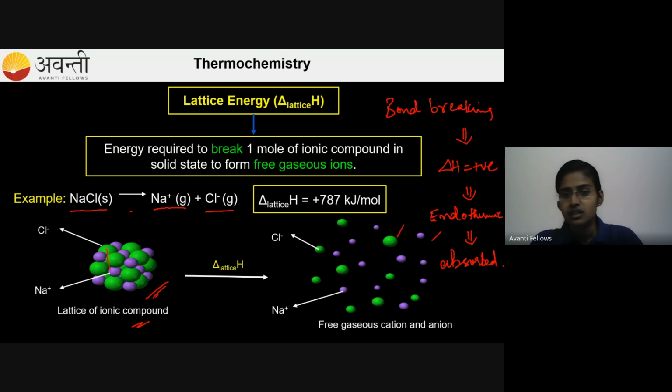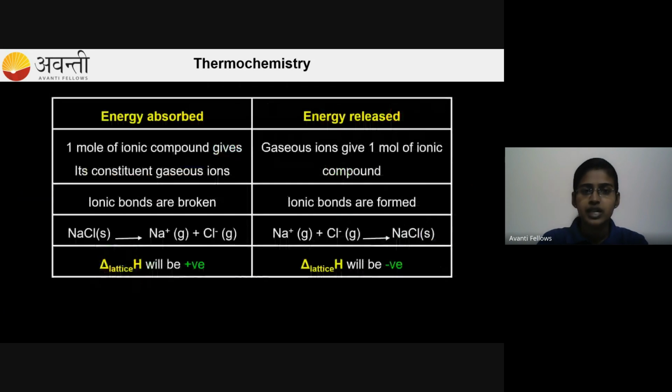Got it? Any doubt from the lattice energy? Yes, very good, Hashira. It is the energy absorption process, so that's why it is called endothermic. Shall we move on to the next slide? If 1 mole of the solid compound is converted into its gaseous ions, then we call that lattice energy. Good, let's move on to the next part.